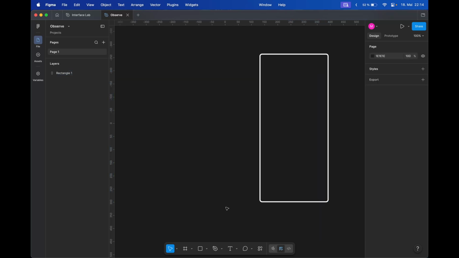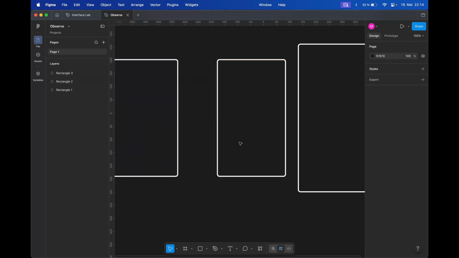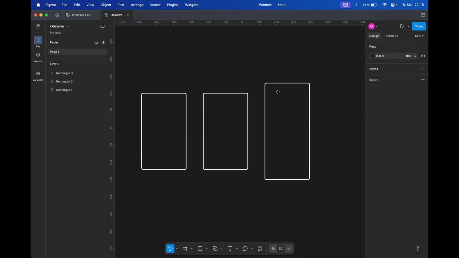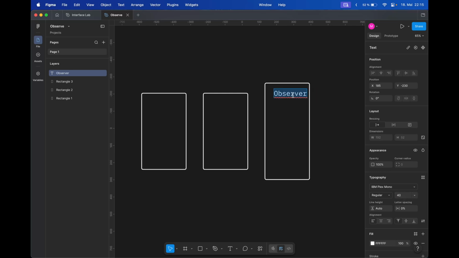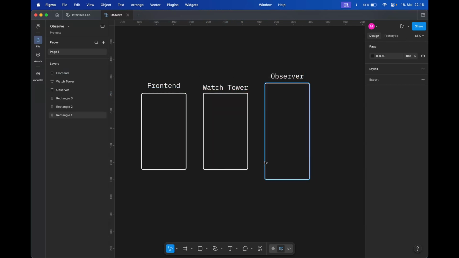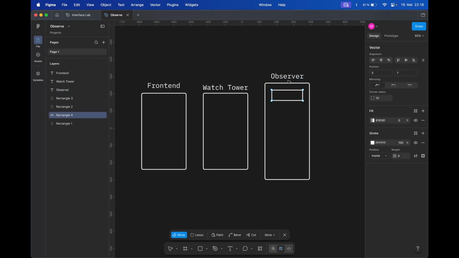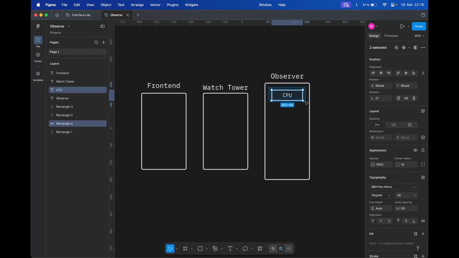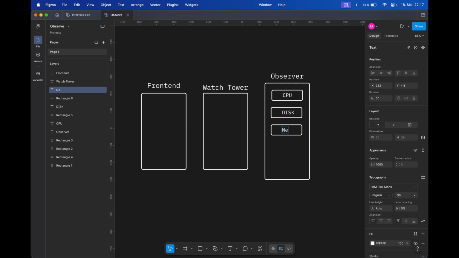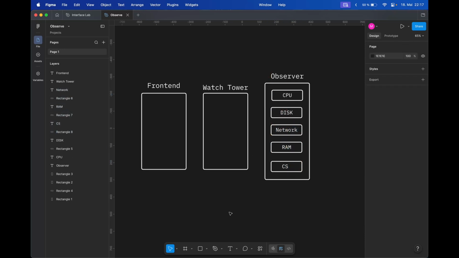So in general, Observer is quite simple, consisting of three parts. We have the metrics collector, we have Watchtower and our iOS frontend. In Observer, we have our different metrics collectors. One is for the CPU, one is for memory, network, etc. We also have some for Docker containers and there is also GPU support planned for the future.